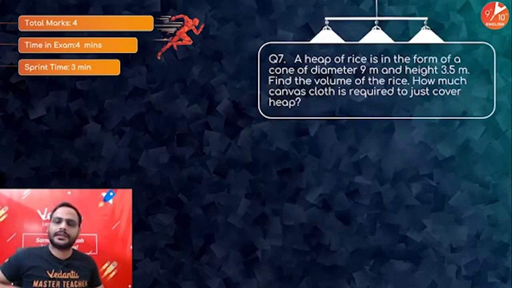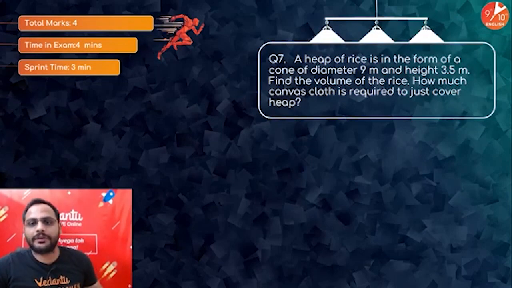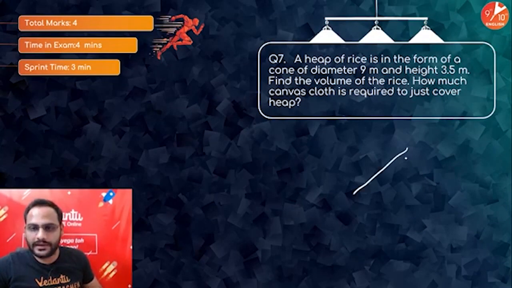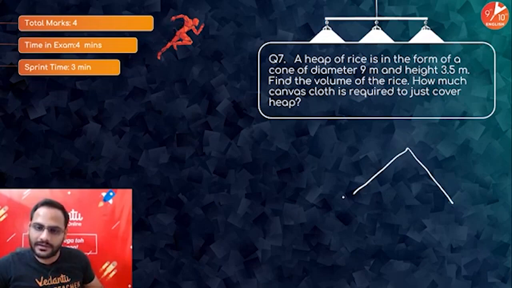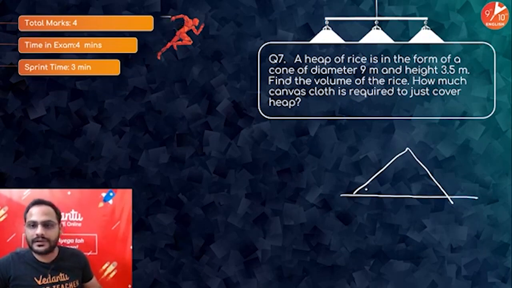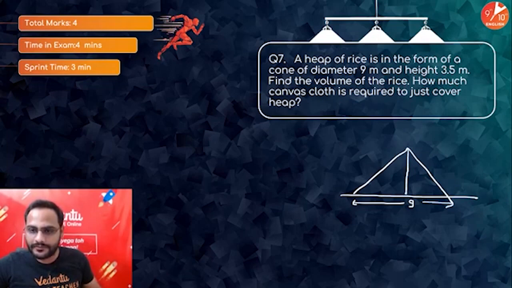Next one, a heap of rice is in the form of a cone. Cone की form में है. Heap means ढेर. Okay, make a heap like this. Diameter 9, height 3.5. Find the volume of the rice.